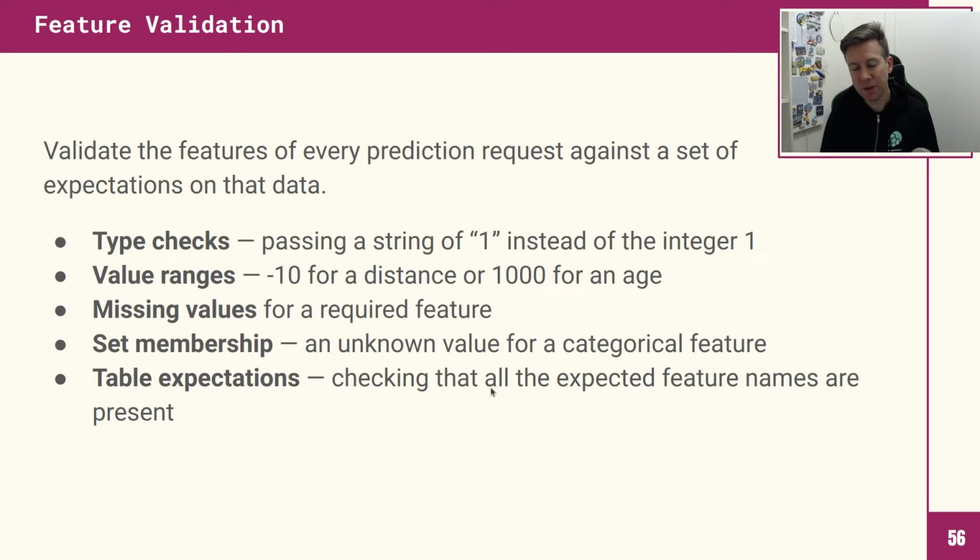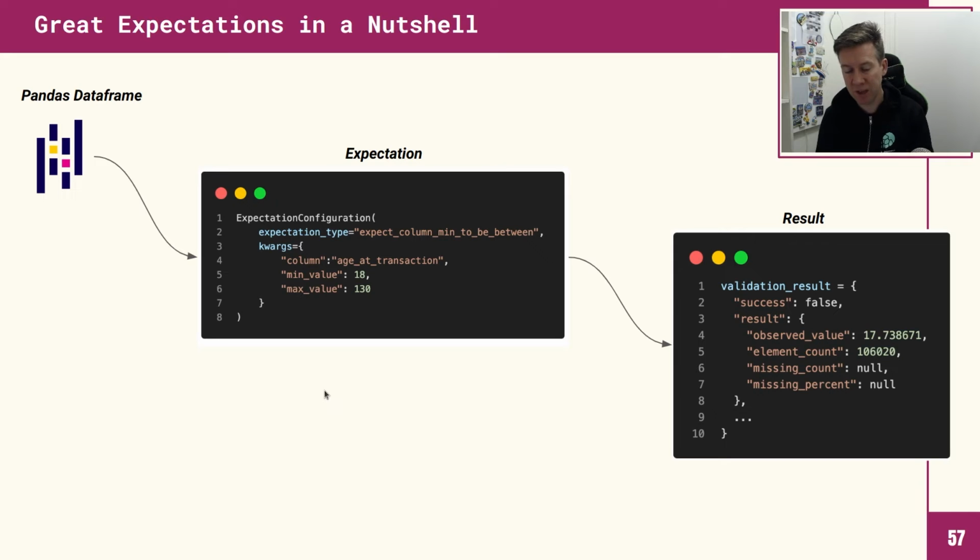Okay, let's look at some of the rules. I mentioned a couple of them already. Python is a dynamically typed language, so you might want to add type checks, for example, to your code. Let's jump back here. So we have type checks. We might want a value range. So we want to make sure that, for example, a distance should not be negative. The age for a human shouldn't be over 150 maybe. If there's missing values for a required feature, that's probably not good. We might want to have an error. If we have an unknown value for a categorical feature, so set membership is broken, or even at the table level, we can define expectations, checking all of the expected feature names are present in a table, for example. So these are the kind of rules you can define.